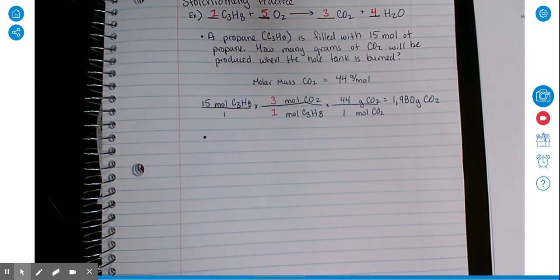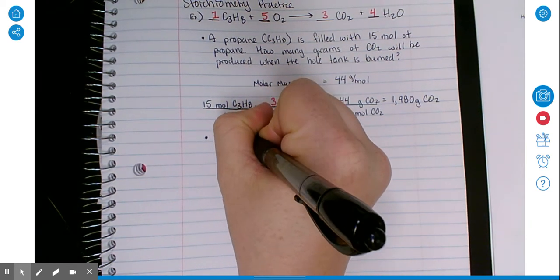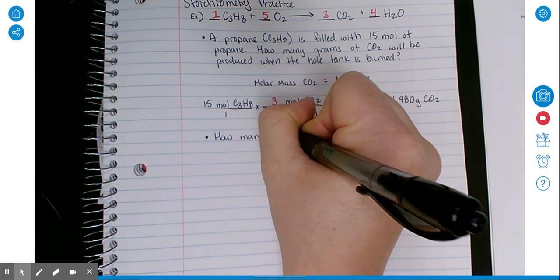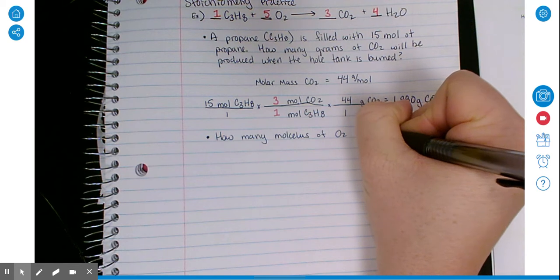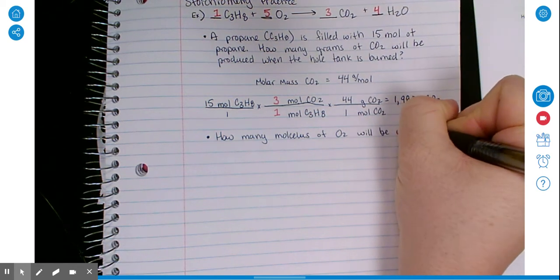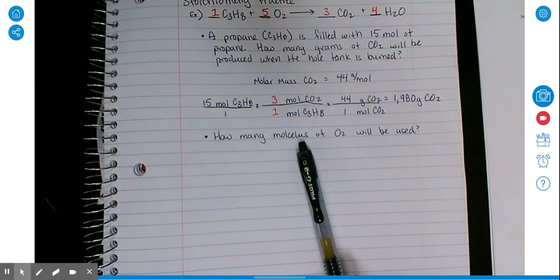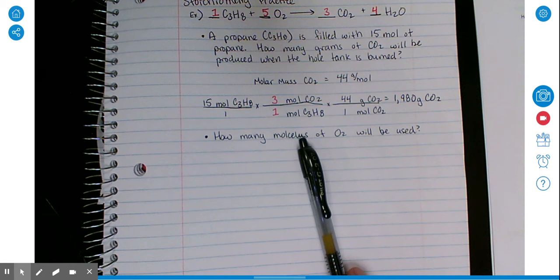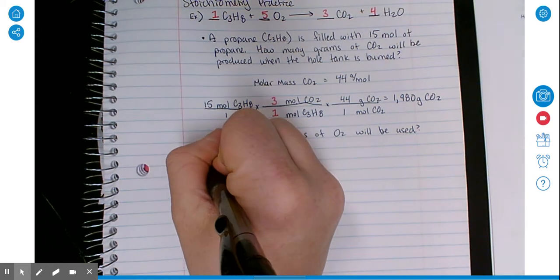Now, with the same balanced equation and molar mass, we could also ask how many molecules of O2 will be used. So now, instead of my goal being grams of CO2, my goal is molecules of O2. Still starts off the same. What do I know? I know that I have 15 moles of the C3H8.